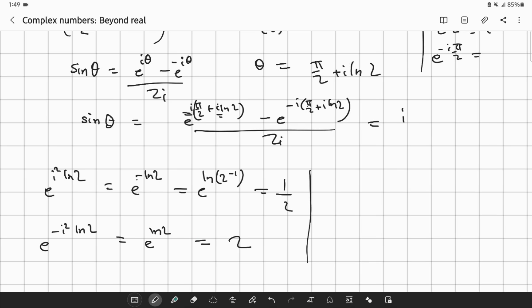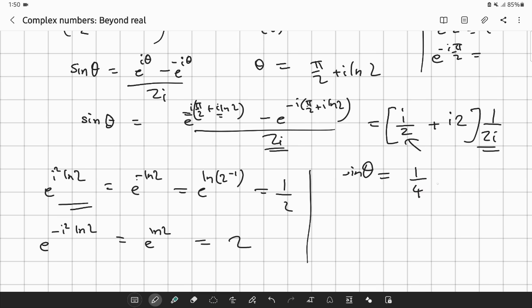Using these things, e raised to i pi over 2 is i, and e raised to i squared ln 2 is 1 over 2, minus e raised to minus i pi over 2 is minus i, so this will become plus i, and e raised to ln 2 is again simply 2, and I have this whole thing divided by 2i. So sine theta is going to be simply 1 over 4 plus 1, which is 5 over 4.